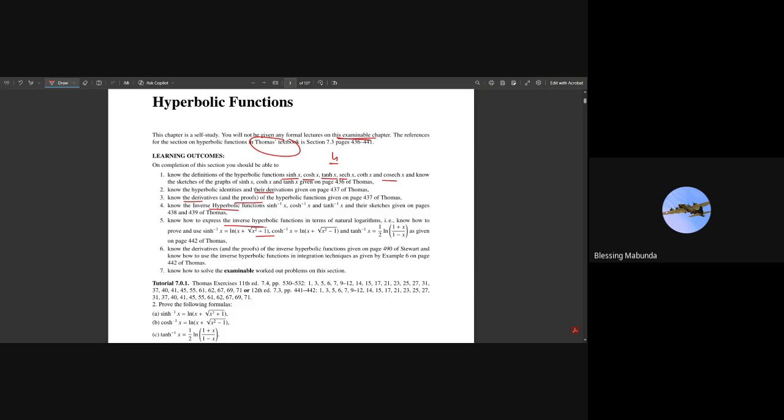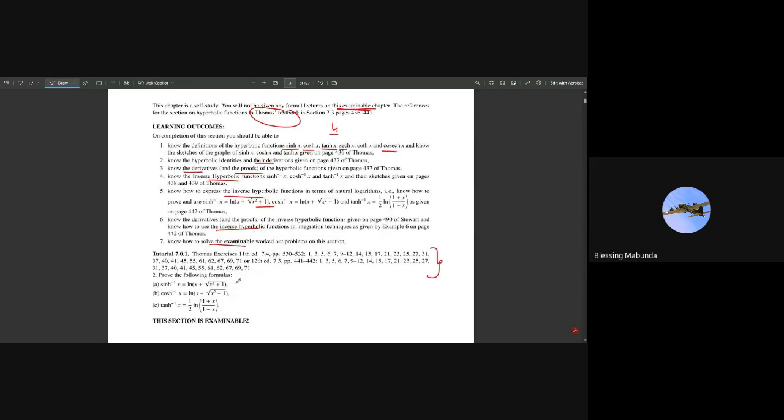And also note the derivatives and proofs of the inverse hyperbolic functions given in the textbook, and know how to use the inverse hyperbolic functions given in integration techniques, and know how to solve the examinable worked out problems on this section. So the worked out problems are the ones that are presented here in this tutorial. And then here, you are asked to prove these.